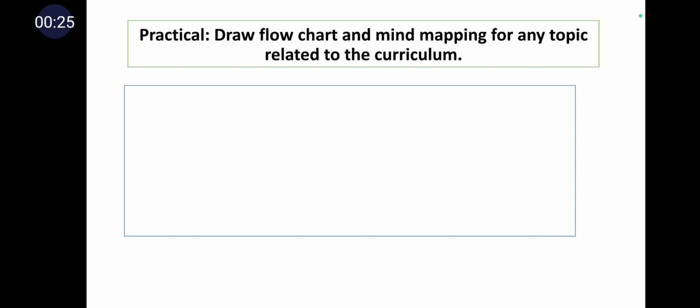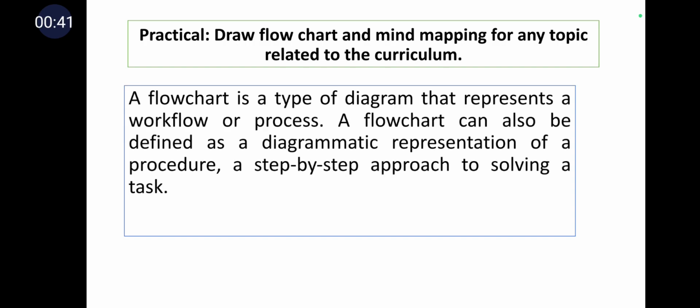See, mind map and flowchart are very easy and you might have done it or seen it. But in order to use these two tools in your academics, and to know what their advantages are, we will discuss everything in this video. So let us understand what is meant by flowchart. A flowchart is a type of diagram that represents a workflow or process. A flowchart can also be defined as a diagrammatic representation of a procedure, a step-by-step approach to solve a task.